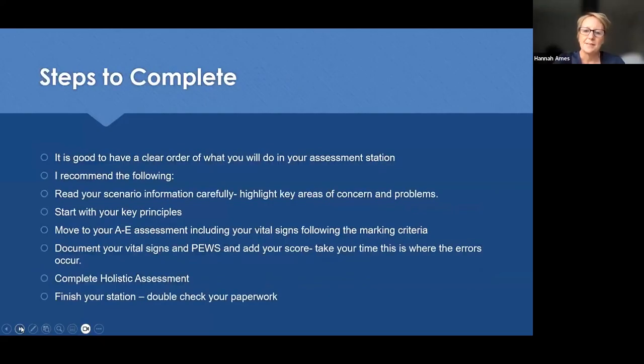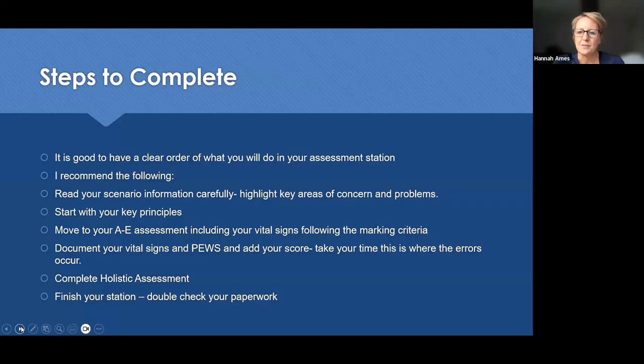So steps to complete. I always recommend having a clear breakdown of your assessment station so you know exactly what order you're going to approach the steps you need to do. Firstly, like I said, read your scenario carefully, highlight key areas of concerns and any problems. Start with your key principles, and I'll talk a little bit about what those are. Then I'd say move on to your A2 assessment, incorporate your vital signs within that, as we should be doing, and follow the marking criteria.